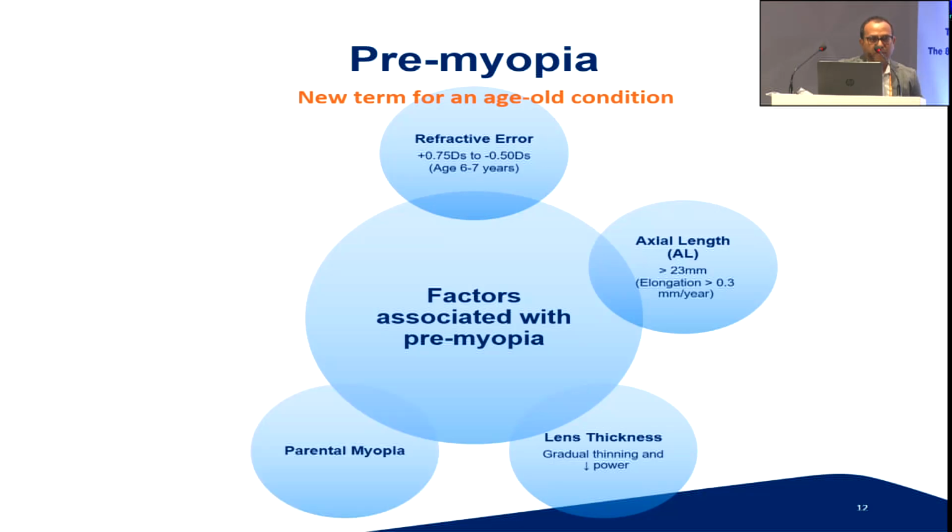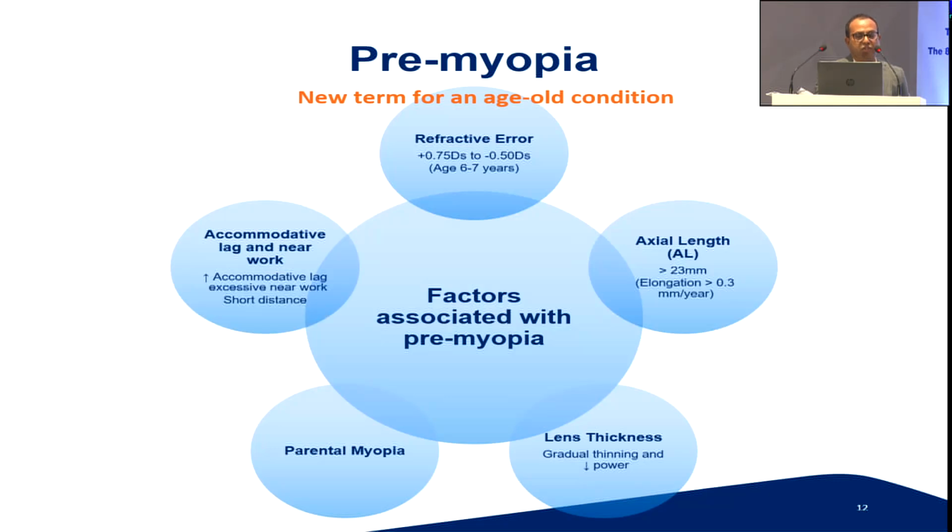And we all know about parental myopia: if one parent is myopic, it is associated with a three times higher risk, or 33%, and if both parents are myopic, then it's a 5 times higher risk. And if the kid is associated with lack of accommodation, excessive near work, and esophoria, they are going to be myopes in the future.